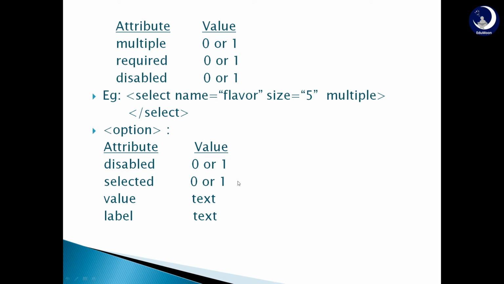Selected. This makes the option automatically selected when the form is loaded. Value. This is the value that you are going to send to the server when the particular option is clicked. Label. This is used to set a label to the option.